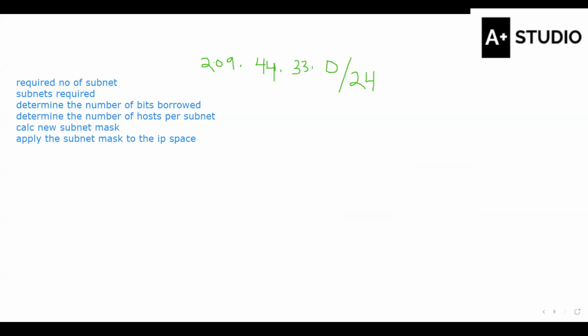Okay. So let's take this. This says it is an IP address of 209.44.33.0 of CIDR 24. So what do you think this network is trying to tell us? Who can help us with this? What is this network trying to tell us right from here? Anyone to help us?